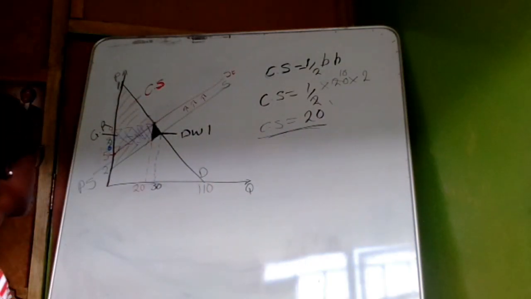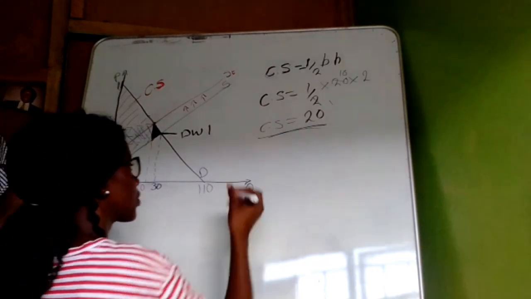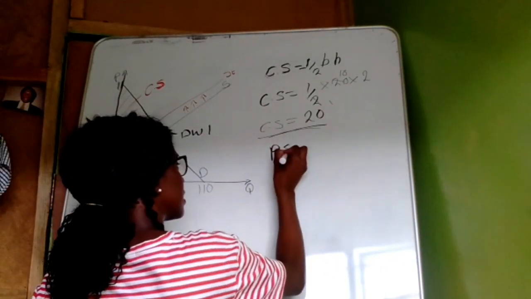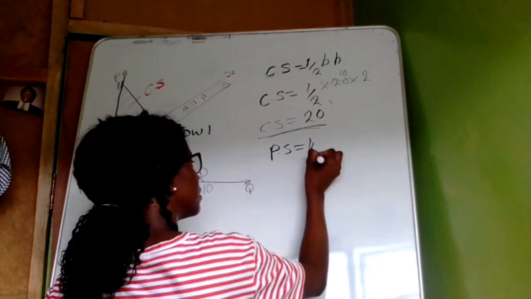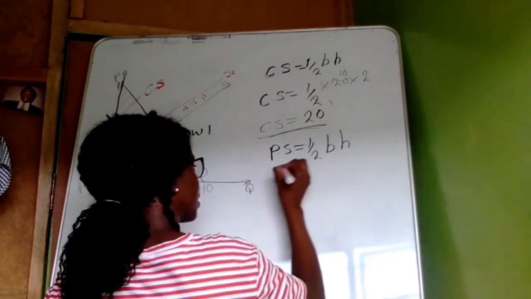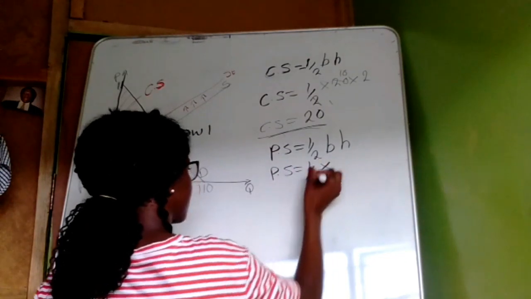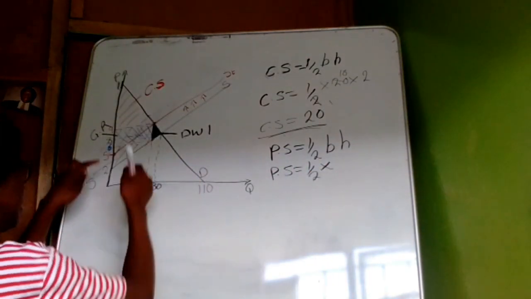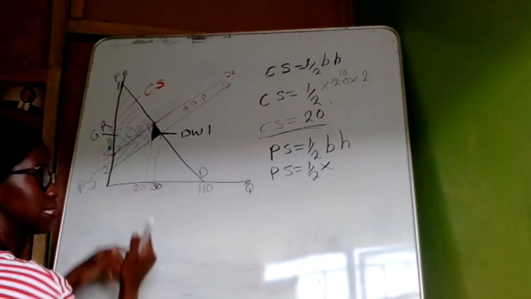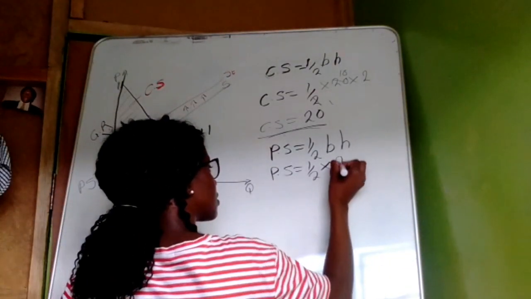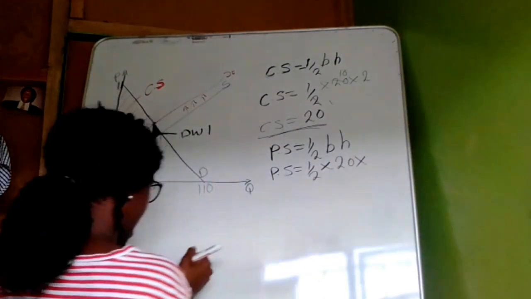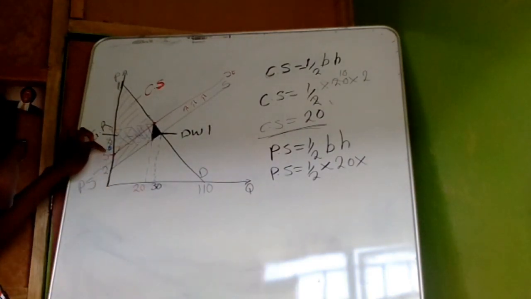So now we get to the new producer surplus. So producer surplus is equal to half BH. Producer surplus is equal to half times. So the base is this distance, okay, so which is 20. That's 20 times the height is the distance between 6 and 2.